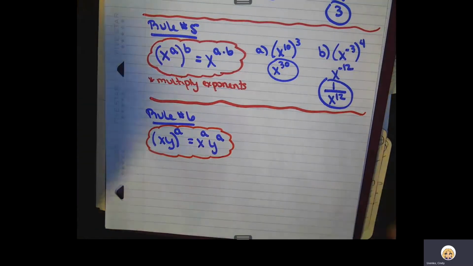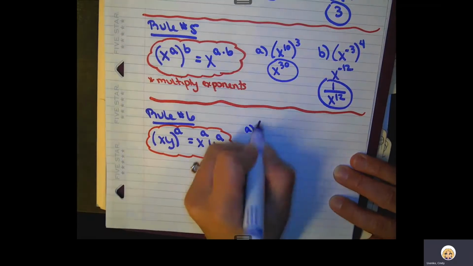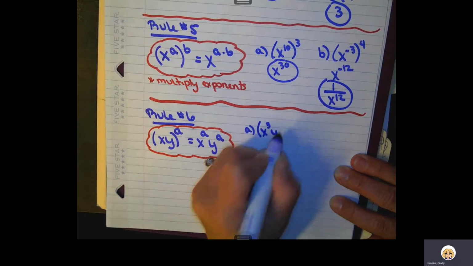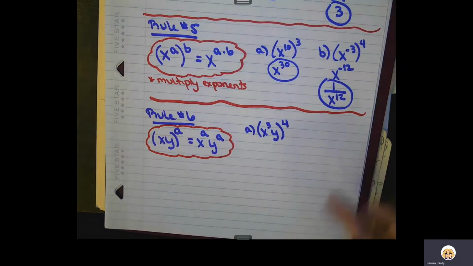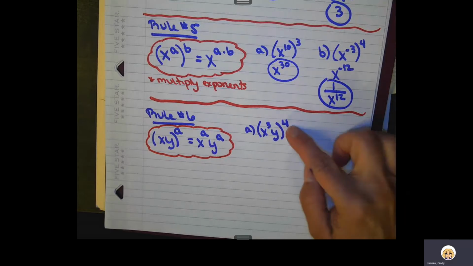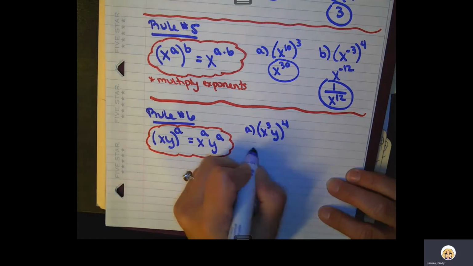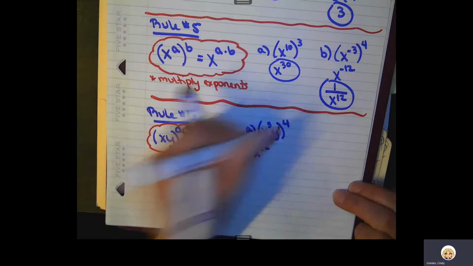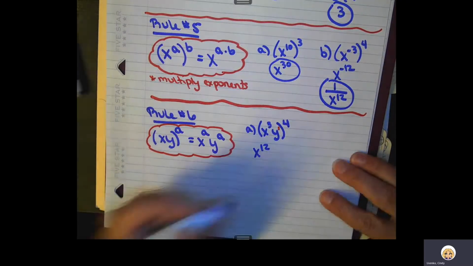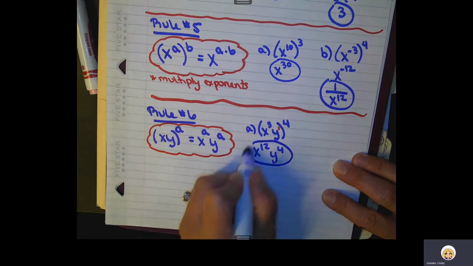Here are some examples that practice that rule. Here's example A. In parentheses, if we have x cubed y, and then the outside to the 4th power, we are giving this 4 to both of these exponents. Because this has an exponent, you multiply. 3 times 4 is 12, so the x becomes x to the 12th. This y has an imaginary exponent of 1. 1 times 4 is 4, so this becomes y to the 4th. So there's your simplified answer.